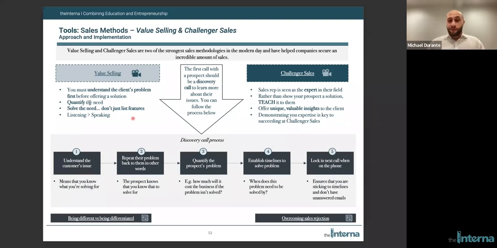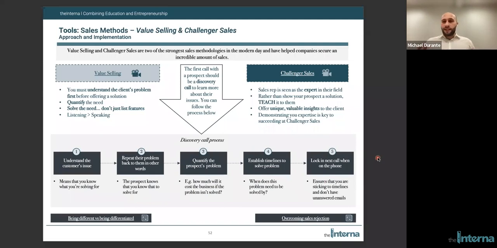So what we've looked at so far is what value selling is, and how we can use value selling within a discovery process call, as we've seen here. Now, what is challenger sales? How does that differ? And why have I put 2 different methodologies on here?